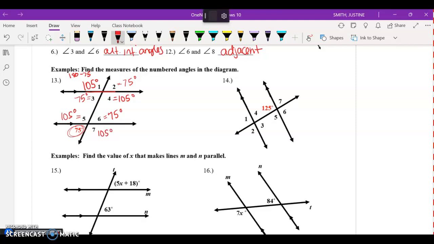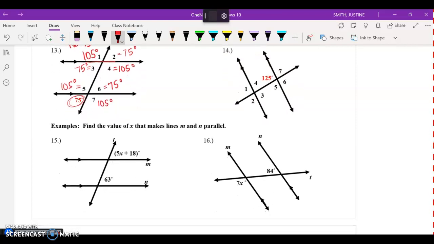Okay, we can do the same thing with number 14. If we know that this one is 125, 6 is also 125. If we know 6 is 125, 6 and 3 are corresponding, so this is 125. 3 and 1 are vertical, so that's 125. To figure out the other missing angles, we know that 1 and 2 form that straight line, so 180 minus 125 gives us 55. Then 4 is 55, 4 and 5 are alternate interior, and 5 and 7 are vertical.